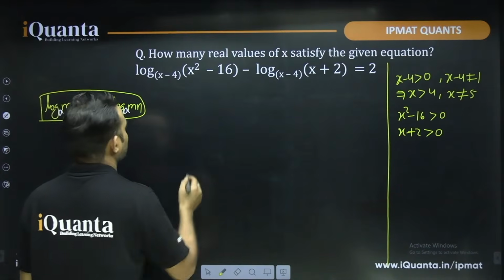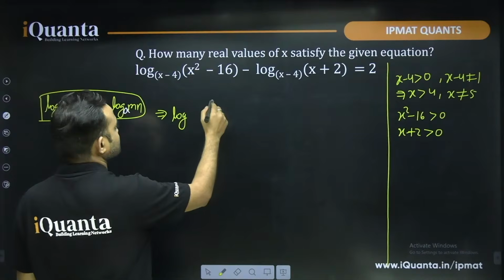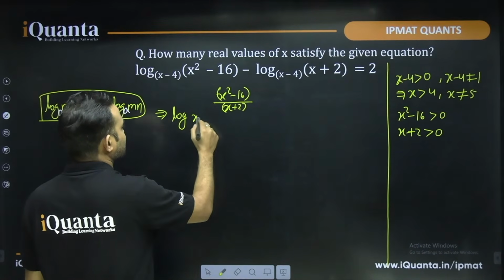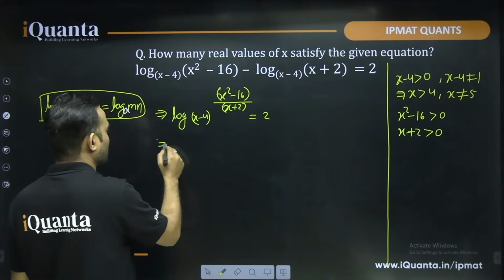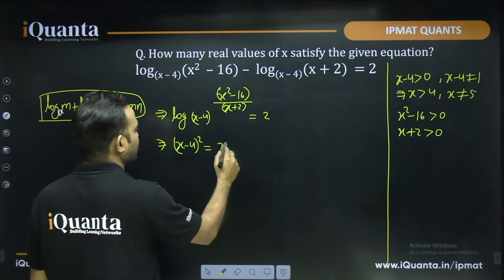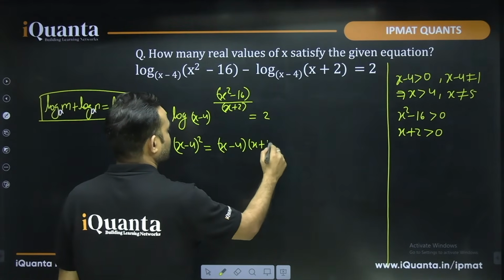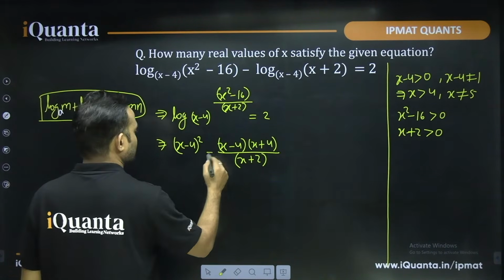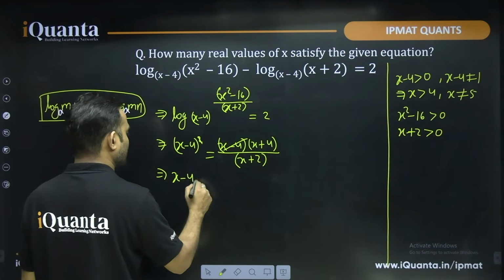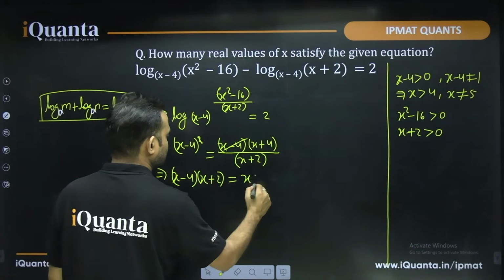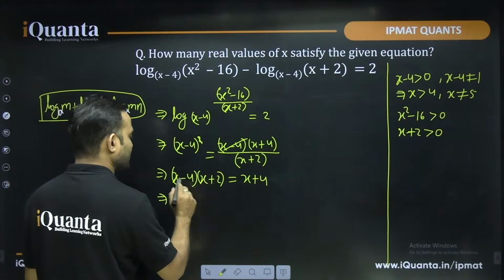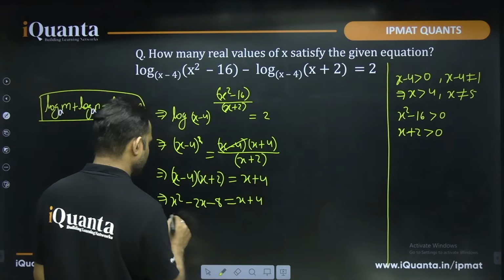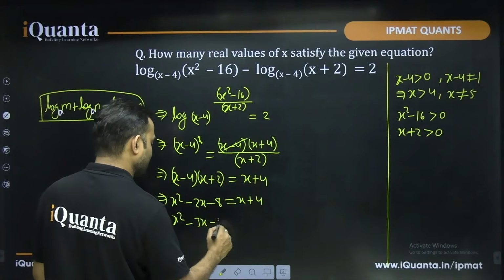Okay, so what we can say here is that log of x square minus 16 divided by x plus 2 to the base x minus 4 is equal to 2, or x minus 4 whole square equals this. This I can write as x minus 4 x plus 4 divided by x plus 2, right? So this will be cancelled out. We can say x minus 4 into x plus 2 is equal to x plus 4, or x square minus 4x plus 2x, so minus 2x minus 8 is equal to x plus 4, or x square minus 3x minus 12 is equal to 0.